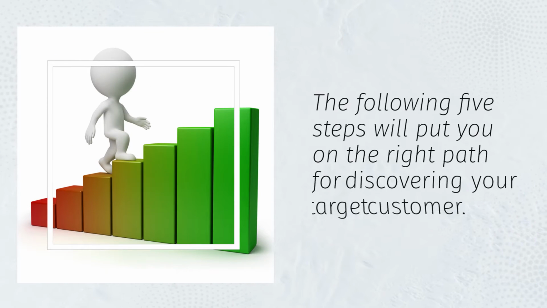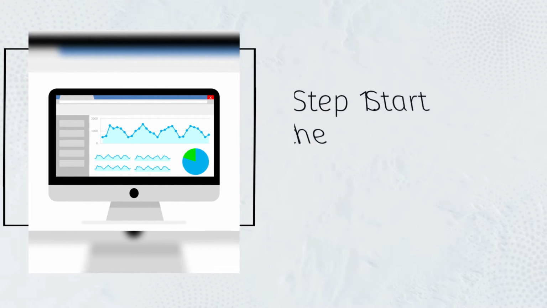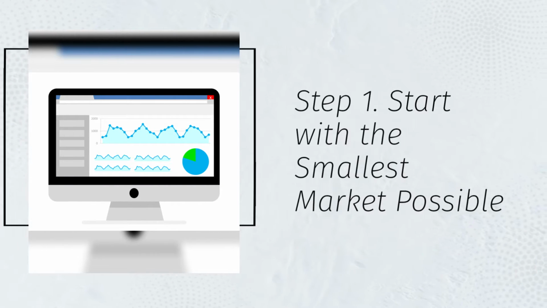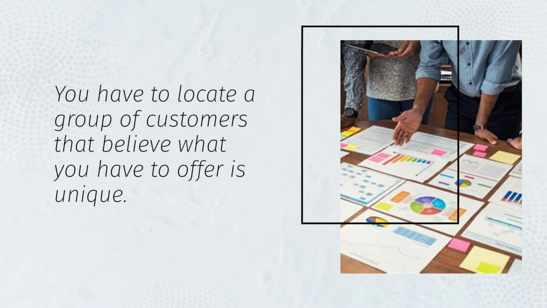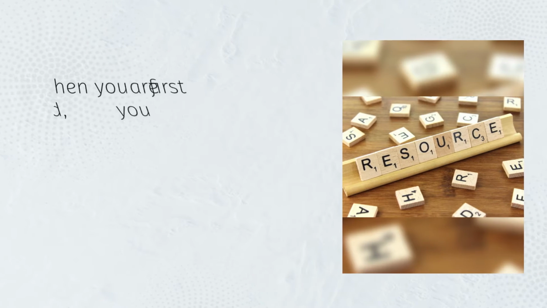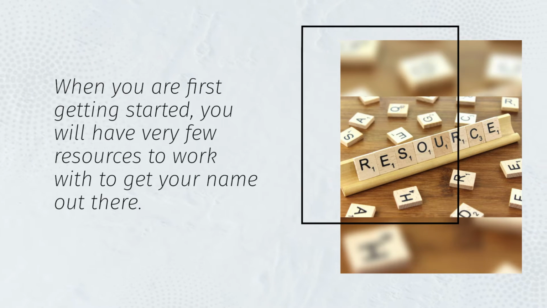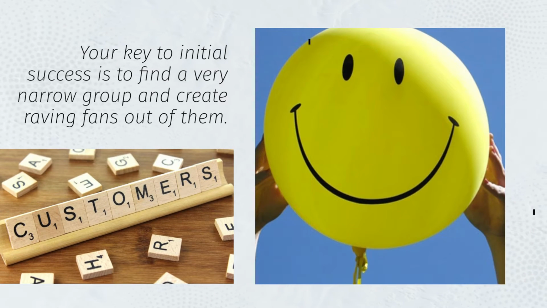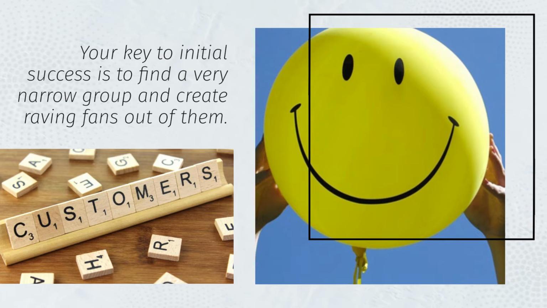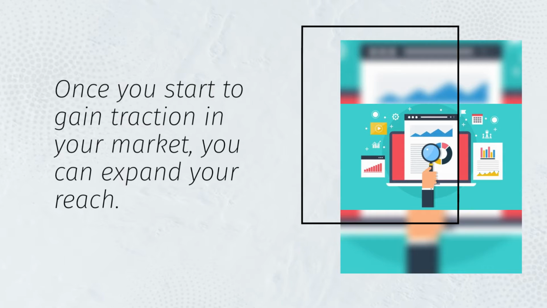The following 5 steps will put you on the right path for discovering your target customer. Step 1. Start with the smallest market possible. You have to locate a group of customers that believe what you have to offer is unique. When you are first getting started, you will have very few resources to work with to get your name out there. Your key to initial success is to find a very narrow group and create raving fans out of them. Once you start to gain traction in your market, you can expand your reach.